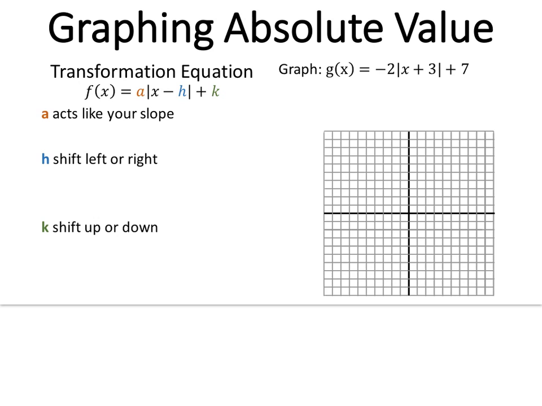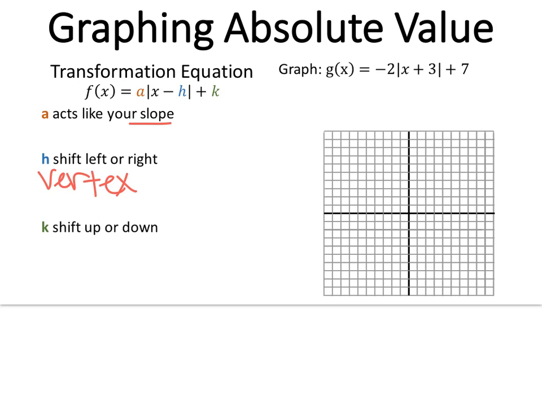Today, your lesson is graphing transformations of that parent function. This is your transformation equation: a times the absolute value of x minus h, plus k. A acts like your slope and is always the number multiplied in front of the absolute value. H will shift your vertex left or right and is always inside the absolute value bars.